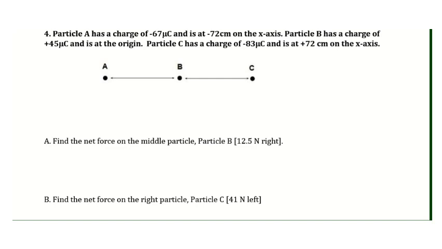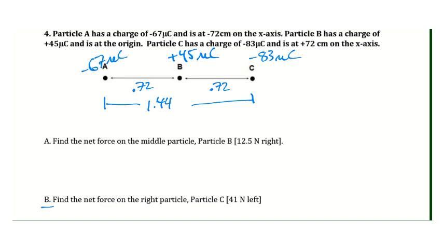The second homework question that came up was on number 4 on page 9, letter B. So let's take a look at that. Let's begin by just labeling all the givens. Okay, so I went ahead and labeled my distances and all the charges that were given. So 72 centimeters to the left is 0.72 meters, 72 centimeters to the right is 0.72 meters, and of course the sum of those is 1.44 meters.